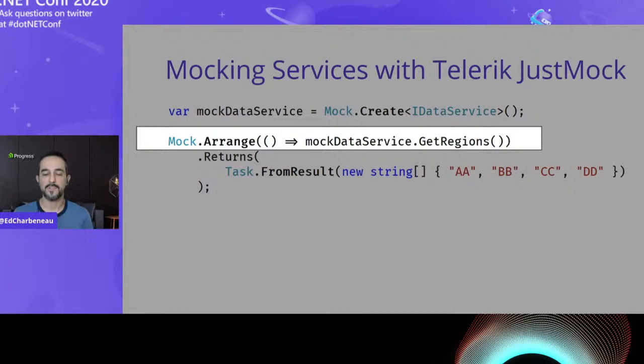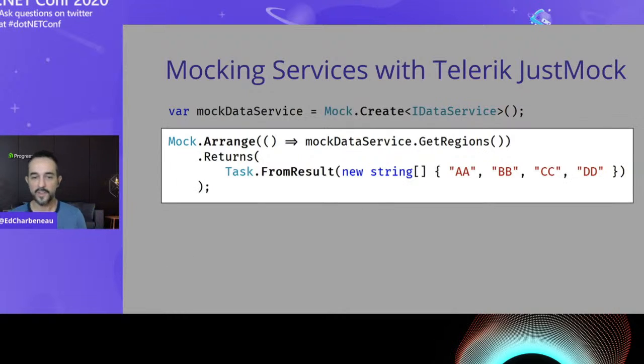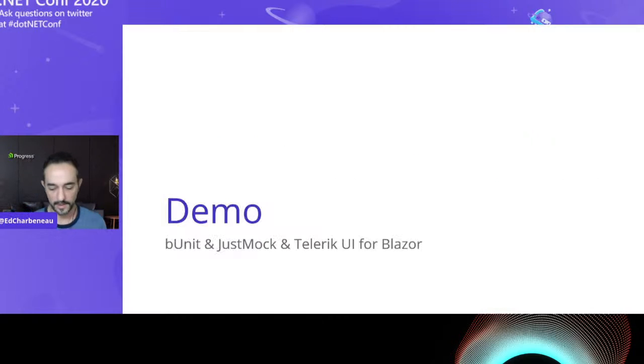Once we have that instance, we can even define how we want the methods on that instance to behave. So I'm going to take my mock data service, and I know my component calls the GetRegions method. And I'm going to tell that GetRegions method to pass back a static list of items instead of going out to the web or maybe a database or something like that and pulling in data there.